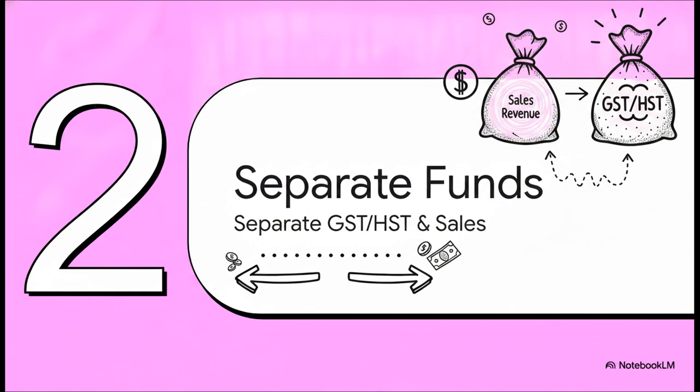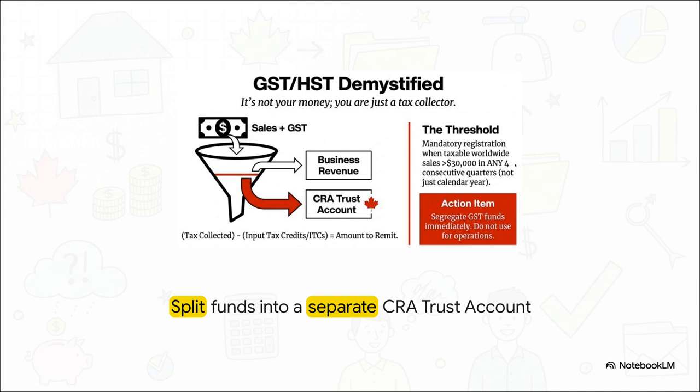Treat GST/HST differently from your sales. And this brilliantly illustrates the physical separation of funds we're talking about. When money comes in from a client, your sales revenue and the GST/HST amount should never, ever be treated as one single number. Every single dollar of incoming payment needs to be split. Your business revenue flows one way into your operating cash, while the tax portion should funnel directly into a separate CRA trust account. Splitting it physically like this ensures the government's money never blurs into your day-to-day business operations.